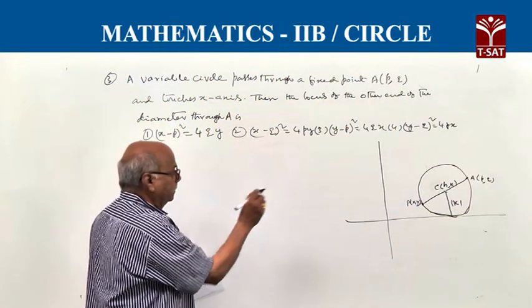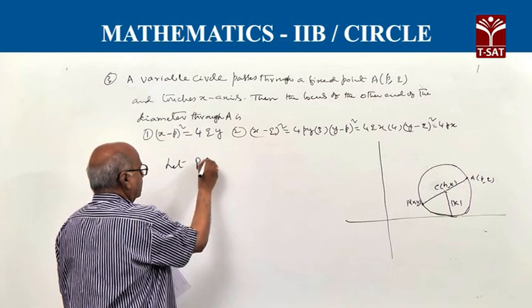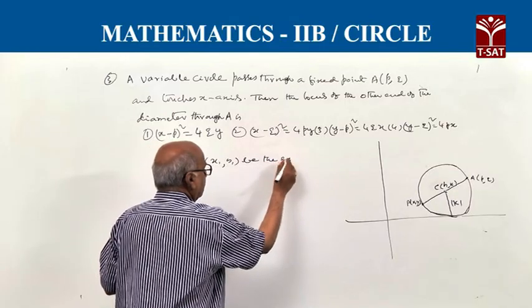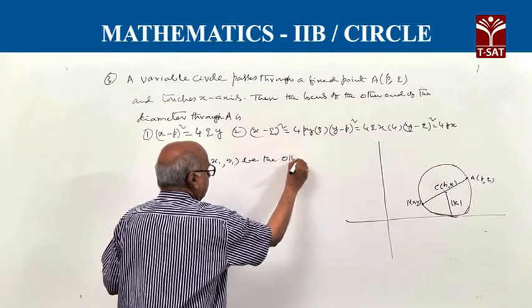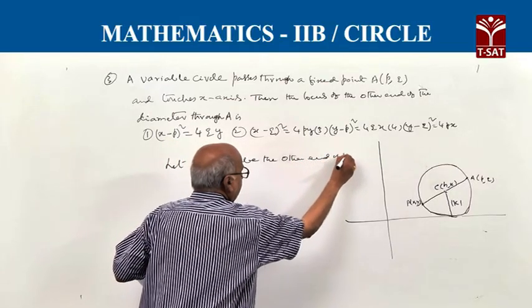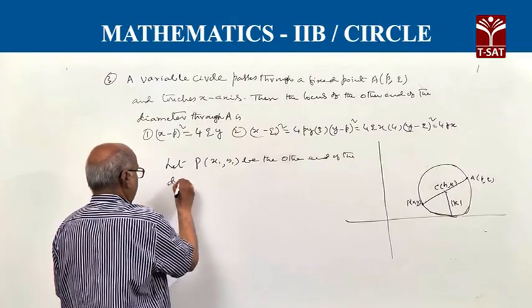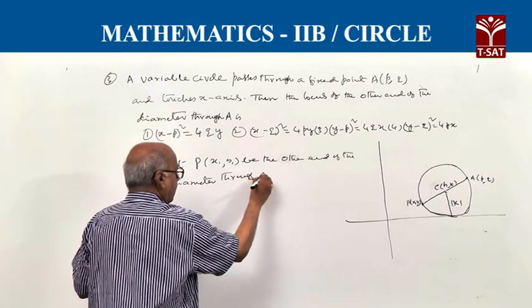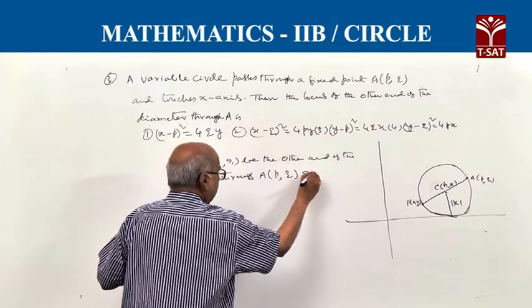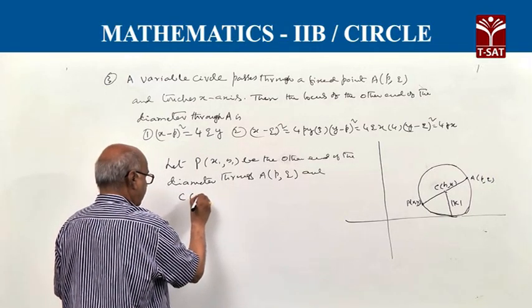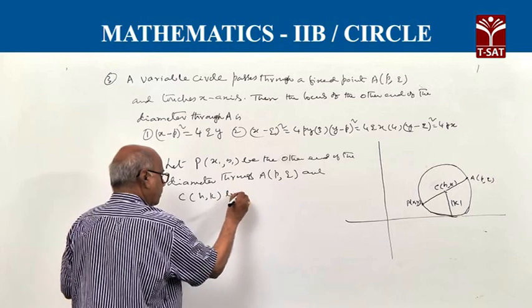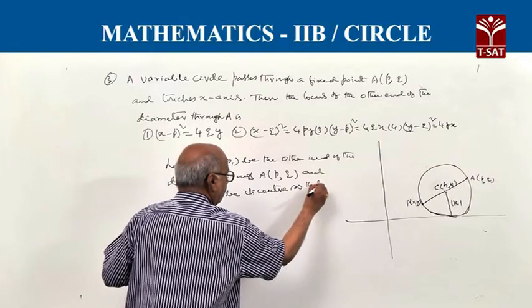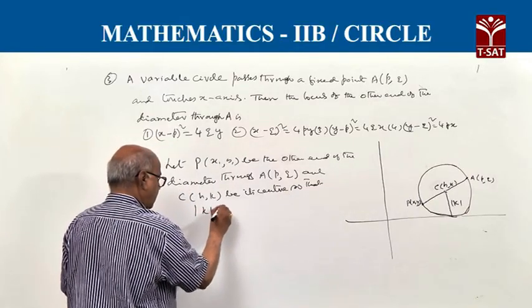So, now let P(x1, y1) be the other end of the diameter through A, P, Q, and let (z, j) be its center, so that mod of that is its radius.